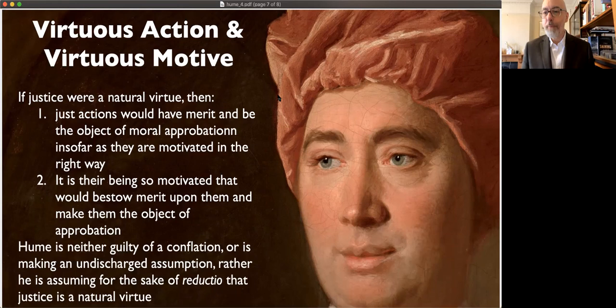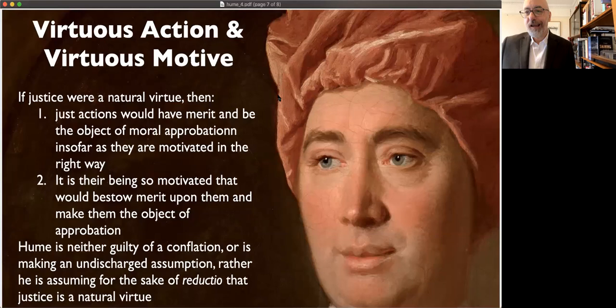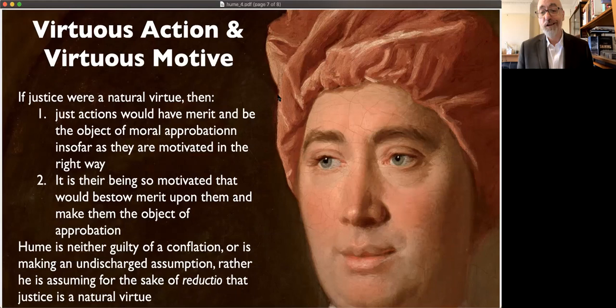However, just actions don't satisfy these two conditions. What could the relevant motive be? Well, a regard to the justice of an action can motivate a person in a civilized state to act justly. It couldn't bestow merit upon that action. Moreover, no independently specified natural motive, such as self-love, public and private benevolence, could be the motive for just action. And since justice doesn't satisfy these two conditions, justice could not be a natural virtue.